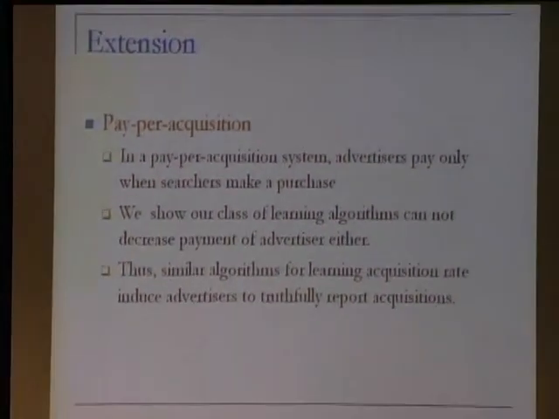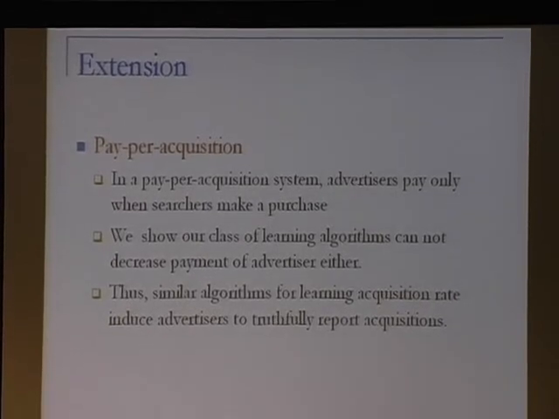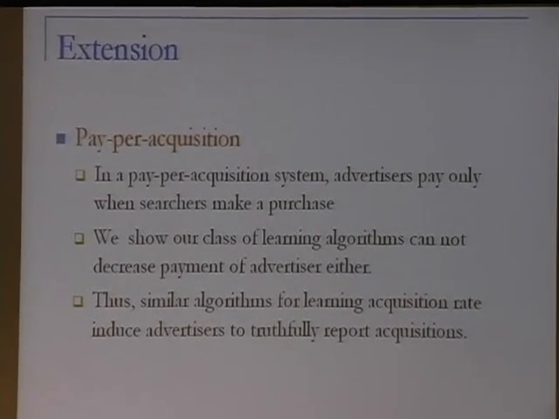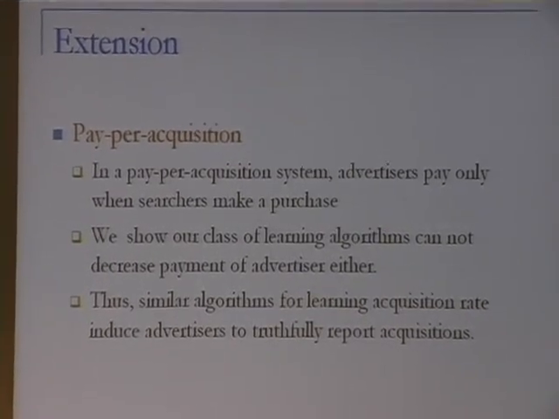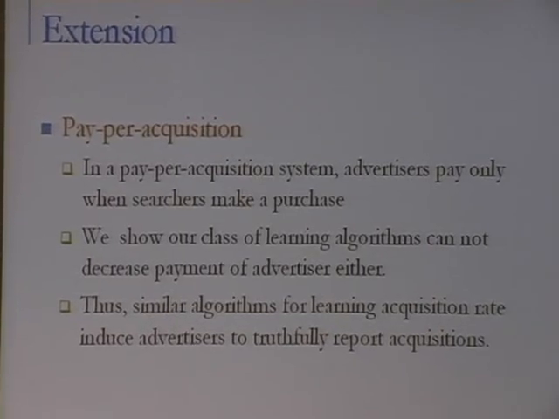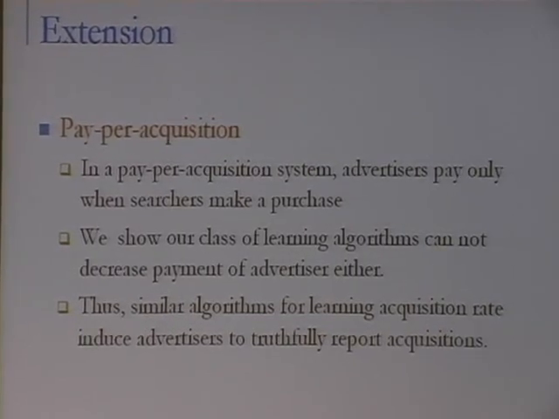So we can use these techniques to develop a pay per acquisition system where advertisers have an acquisition rate. We rank advertisers in order of their acquisition rate times their bid per acquisition, and we learn the acquisition rate using an acquisition-based, I guess it would be ATR, learning algorithm. So exactly everything I've just said now about clicks, you can say about acquisitions.